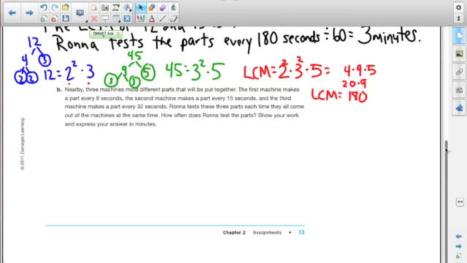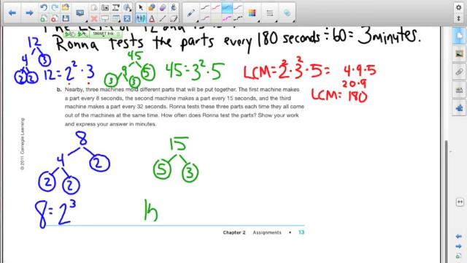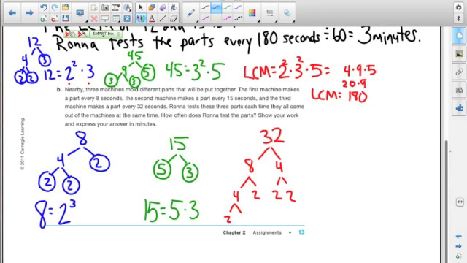For part B, there are 3 different parts coming out at a nearby machine, and Rana has to go over and check those parts and test them to make sure that they are working and they're up to specifications. So the first one is every 8 seconds, the second one is every 15 seconds, and the third one is every 32 seconds. For those of you that came in to go over this problem, we listed the multiples, and it took a long time to list all of the multiples and not make a mistake and still get the right answer.